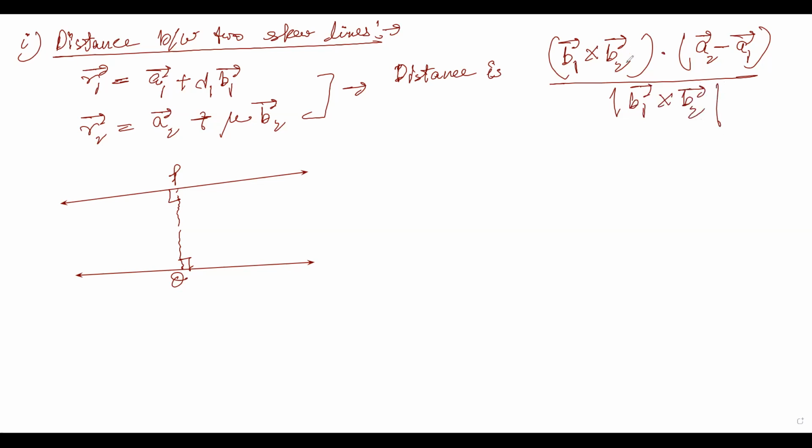So this gives the direction, B1 cross B2 divided by mod of B1 cross B2, which is the unit vector. What does the unit vector do? The unit vector provides the direction in which the vector is written. Hence the distance will be given as the direction dot A2 minus A1. This was the vector form, and it can also be written in Cartesian form.